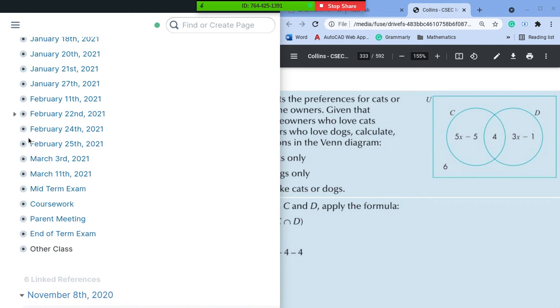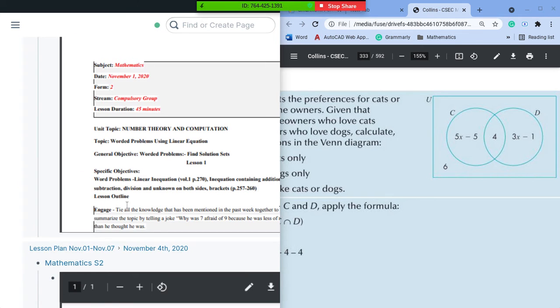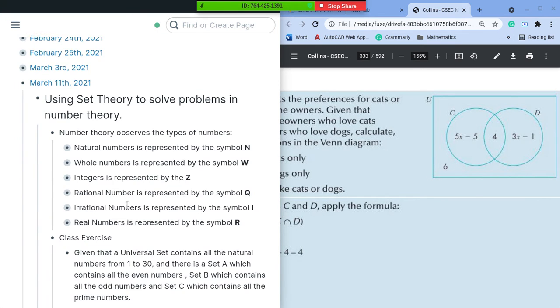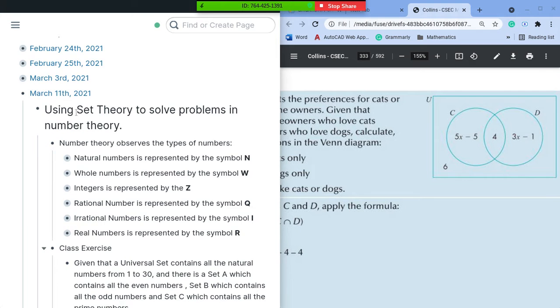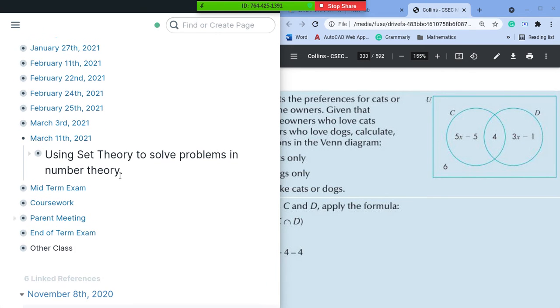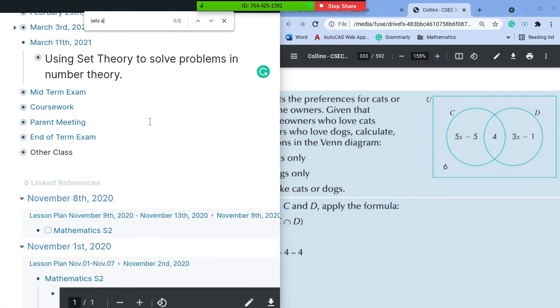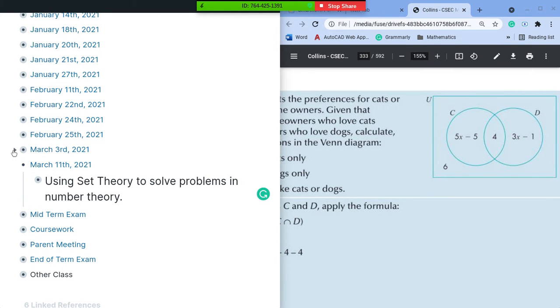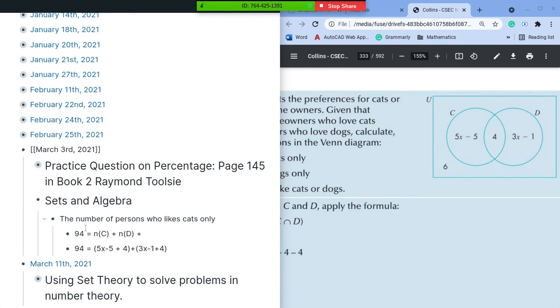Oh, what happened there? Don't know what happened there. Where were we? Okay, let me close this up. Sets and algebra. What happened? That's strange. One second. Is it this? Okay, here we go.